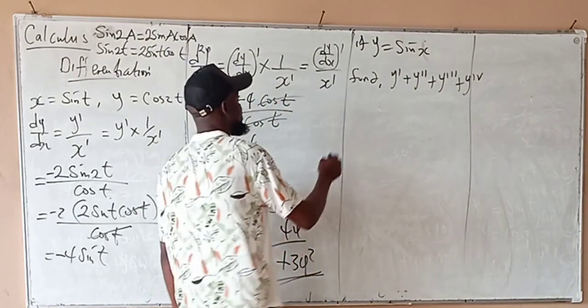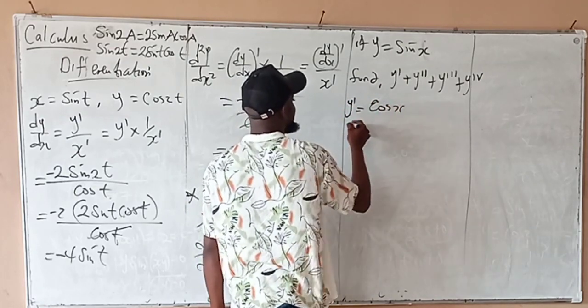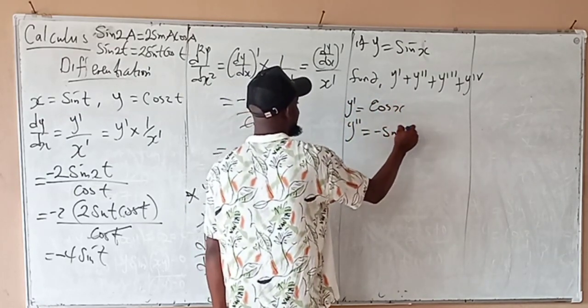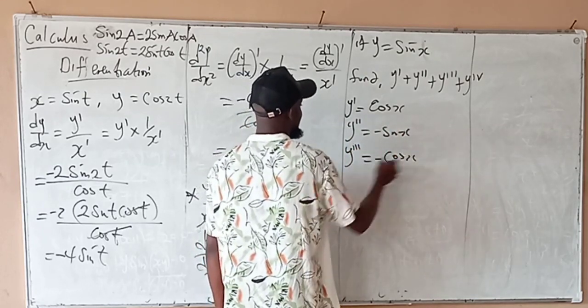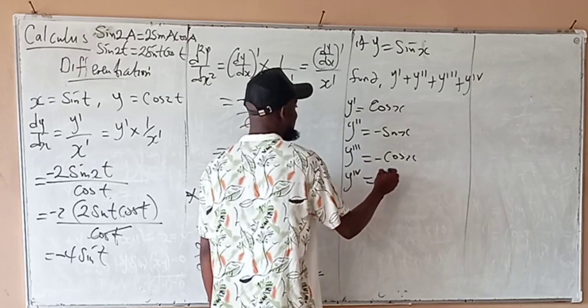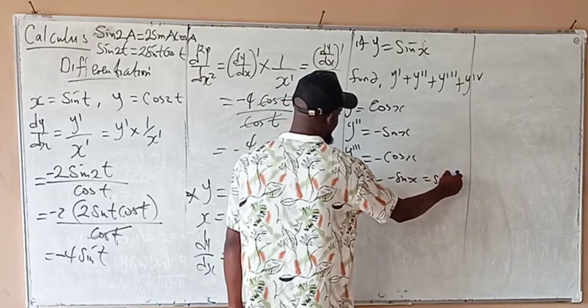What are you going to have? When I differentiate it once, I'm going to have cos x. Differentiate it again, you're going to have minus sin x. Differentiate it again, you're going to have minus cos x. Differentiate the fourth time, you're going to have minus minus sin x. That will be sin x.